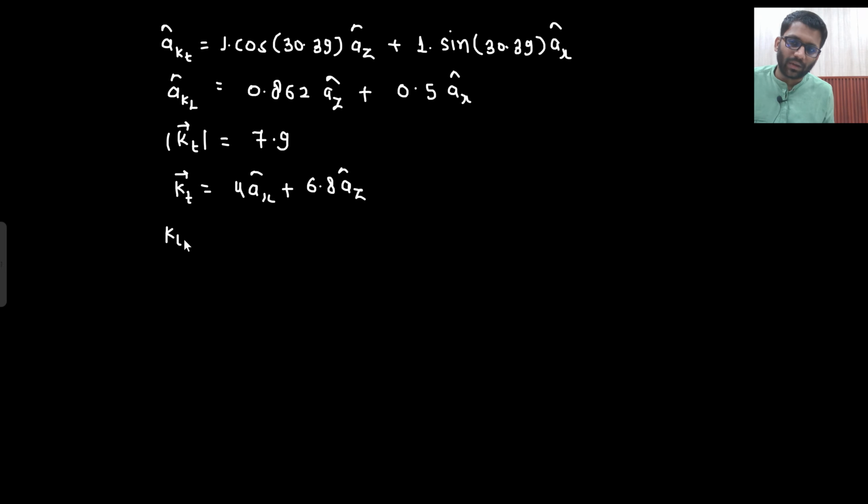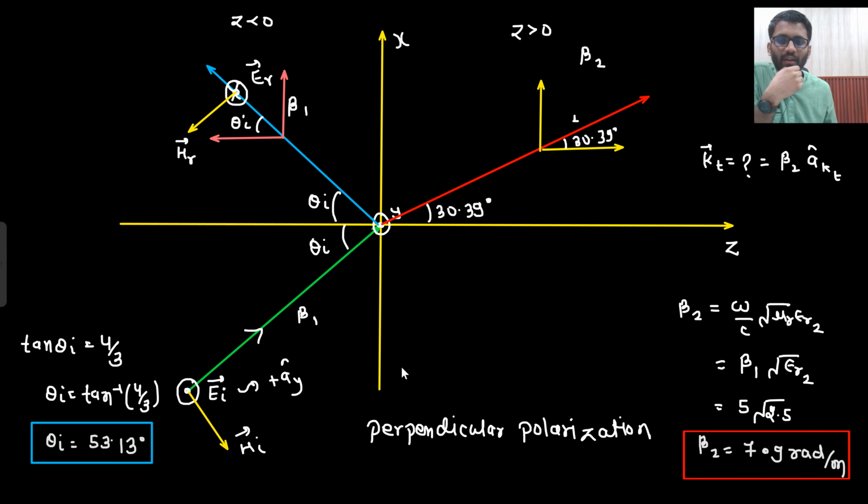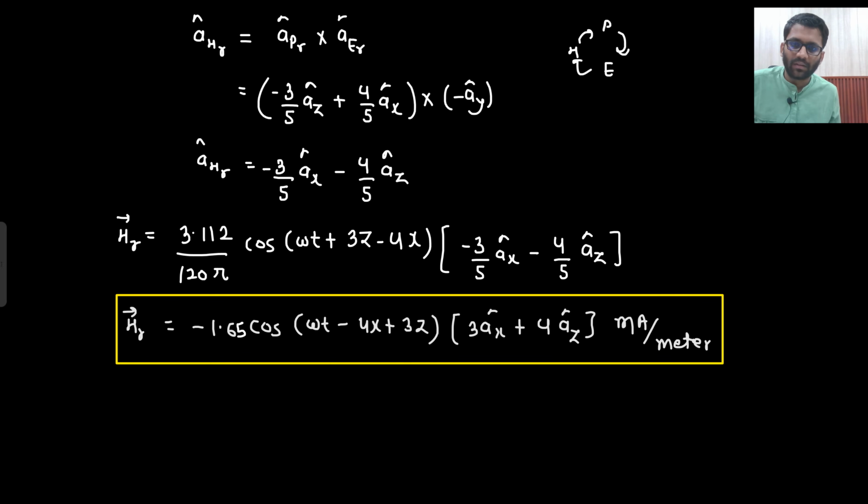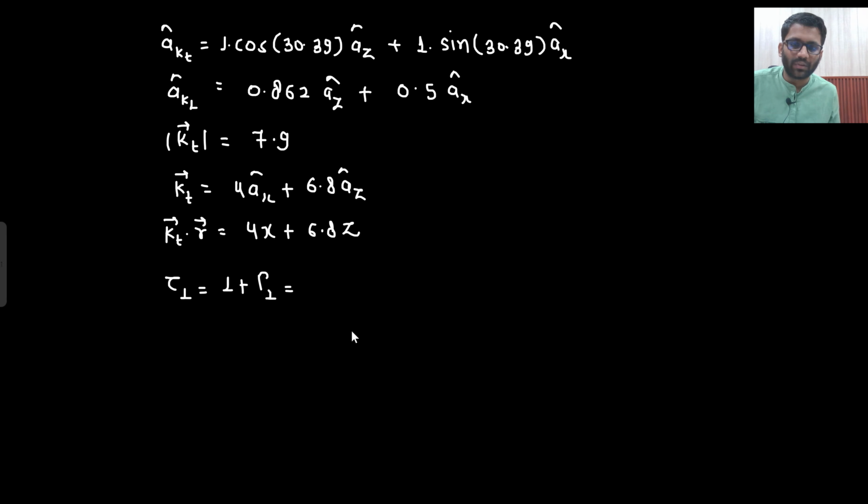And if I do KT dot R, what would that be? 4x plus 6.8z. Now for reflected, what do I need to find? Reflected magnetic field I need to find, transmitted. Transmitted electric field and transmitted magnetic field I need to find. So for that I need the transmission coefficient. So what will be my transmission coefficient in case of perpendicular polarization? That is 1 plus gamma. So 1 minus 0.389.